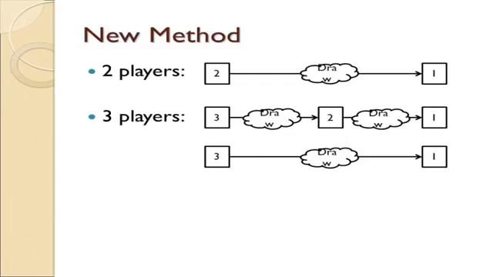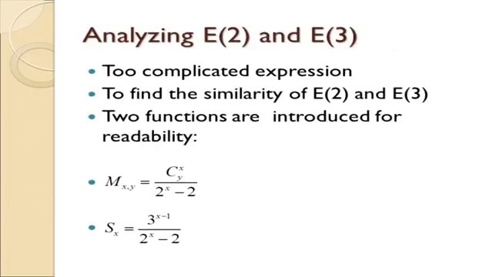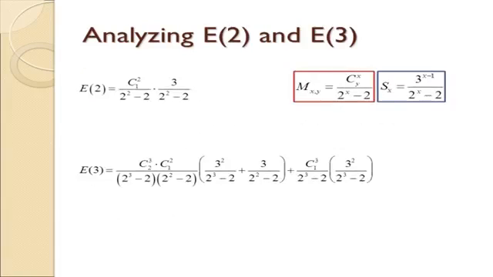As there is always infinite number of rounds, we firstly omit all the draw cases to limit the rounds. By this, E2 and E3 can be calculated by summation. As the expressions are too complicated, we introduced two new functions to replace the corresponding parts, although they have no actual meanings. With the help of functions, E2 and E3 are simplified as follows.